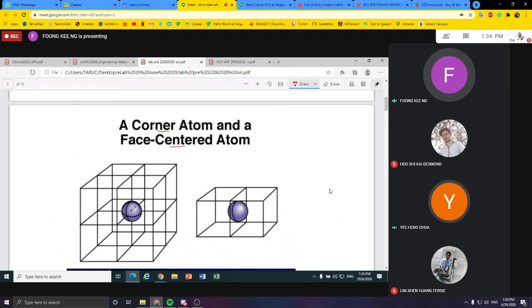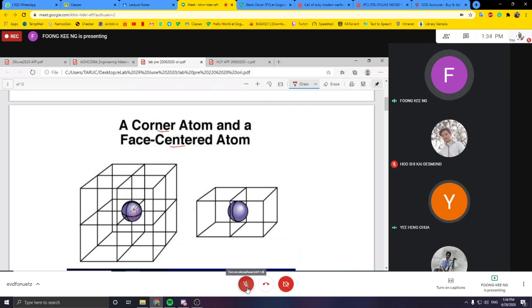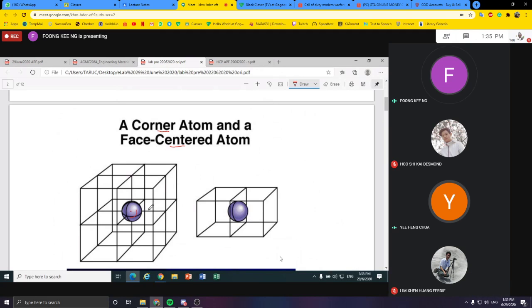So can you see, if I look at this corner atom, how many unit cells are sharing this particular atom at the corner? It is actually 1 unit cell, 2 unit cells, 3, 4, 5, 6, 7, 8 unit cells here. So to form one small unit cell individually, I don't actually use 8 atoms, I only use a fraction of 1/8 of the corner atom.